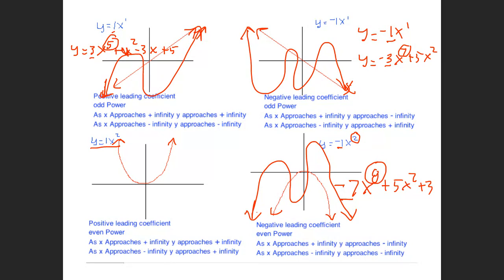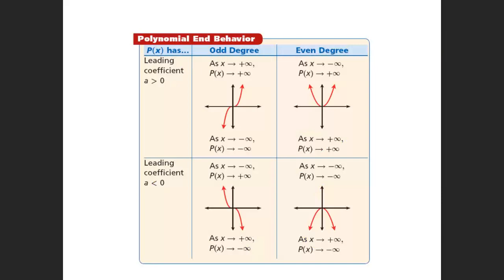So whenever you're looking at a function and you want to know what the end behavior is, all you have to do is look at the leading coefficient and the power. It tells you exactly what's going to happen.